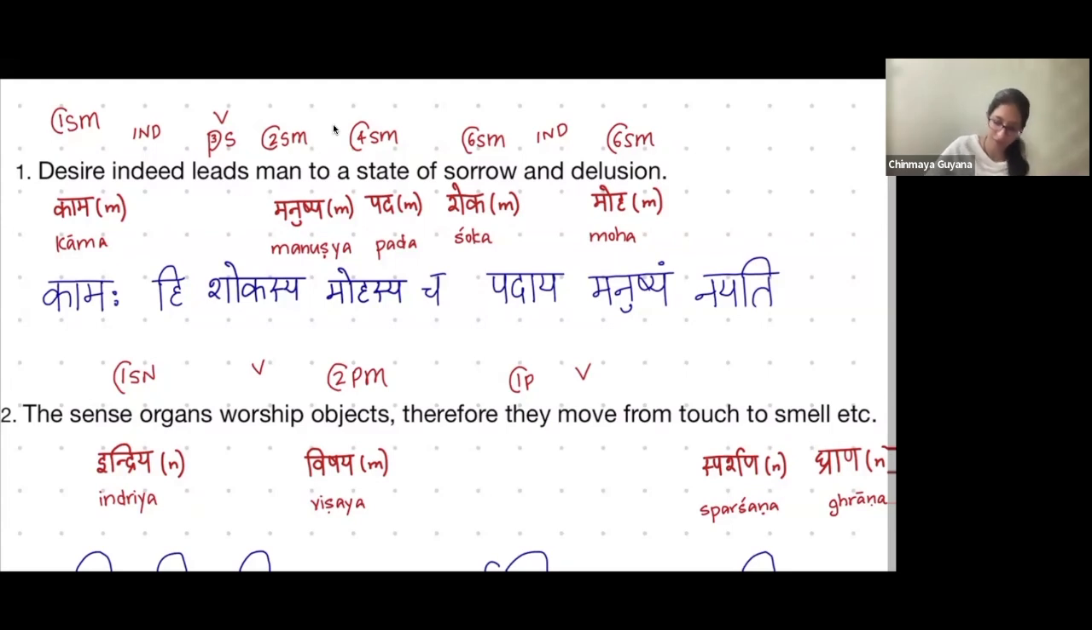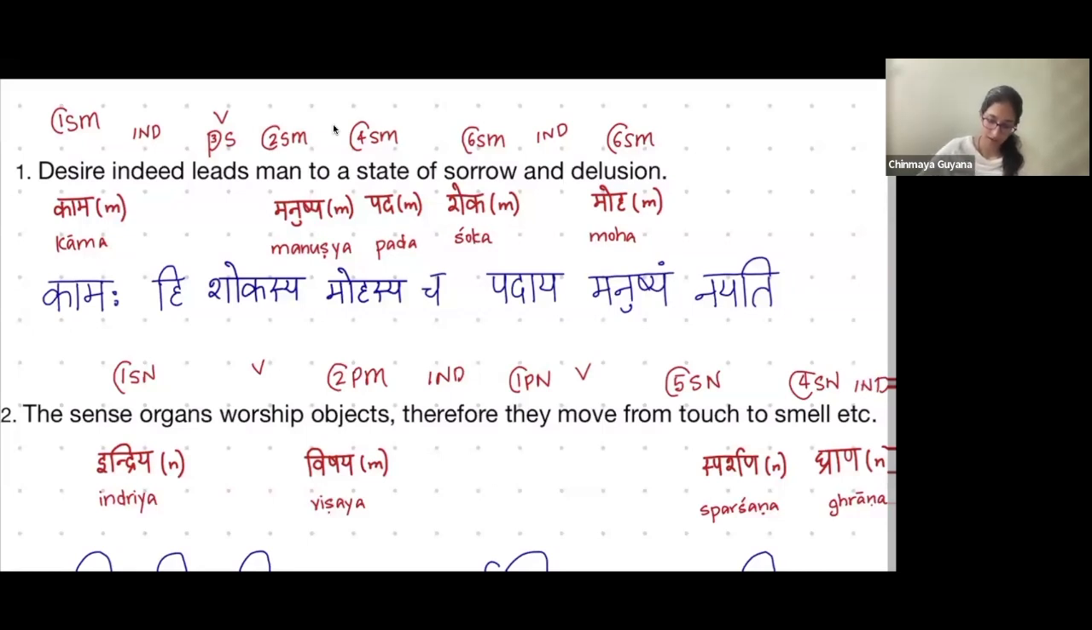Where was I? They. They is neuter. It is neuter because it is referring to sense objects. They move. Now, what are our other nouns? From touch and smell. From touch will be fifth case, singular, neuter. Smell will be to smell, fourth case, singular, neuter. Then you read the rest of the sentence. The sense organs worship objects, therefore is indeclinable. They move from touch to smell, etc. is indeclinable.